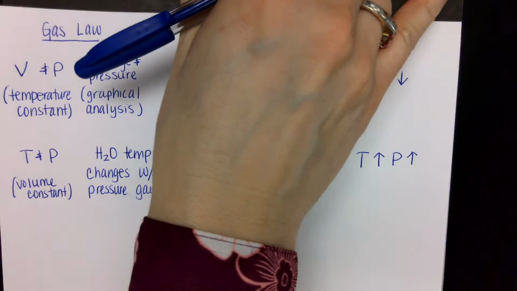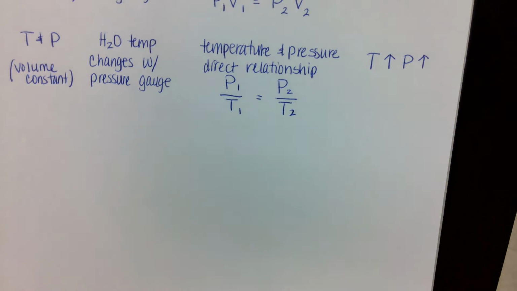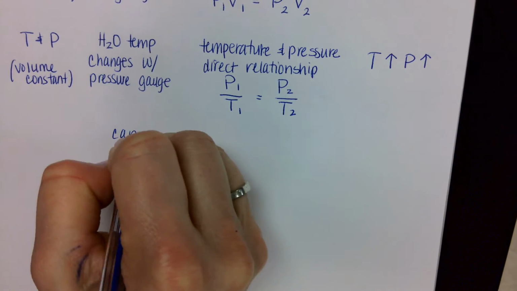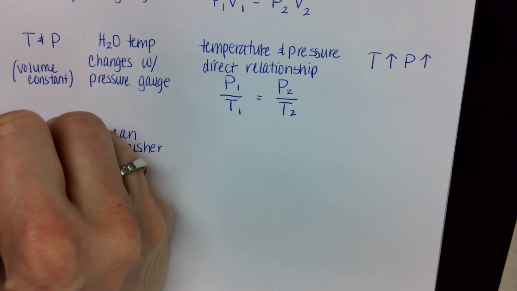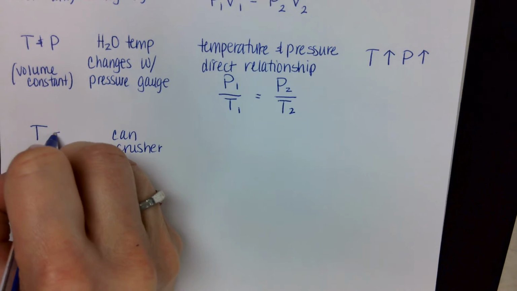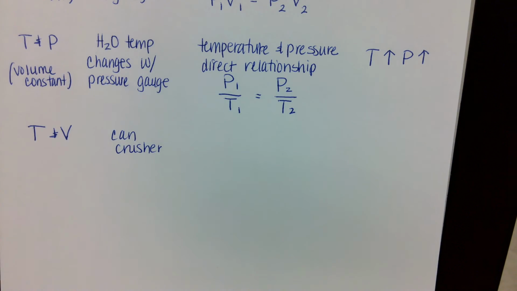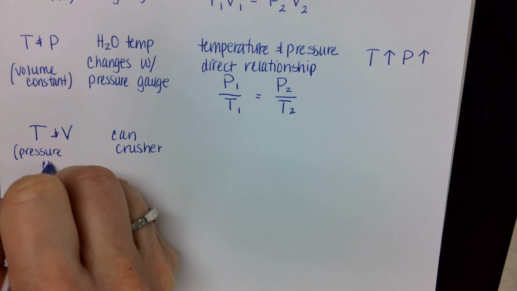And the next day we had 3 more investigations that we did. I'm going to move my camera down a little. We had the can crusher, so I'll label it can crusher. In this case, we manipulated temperature and the variable volume, and our pressure was constant.